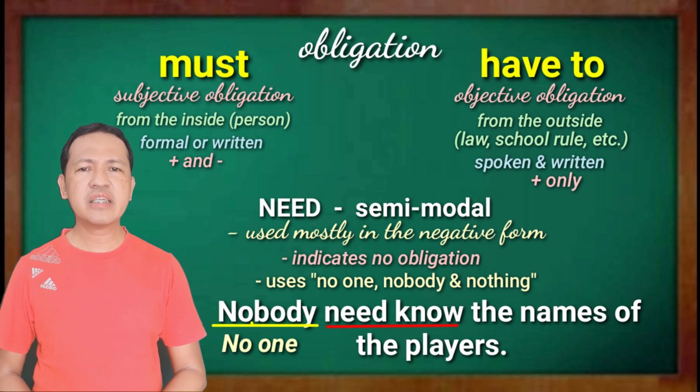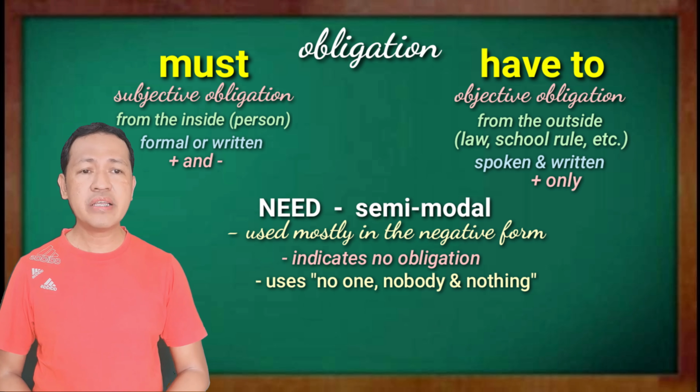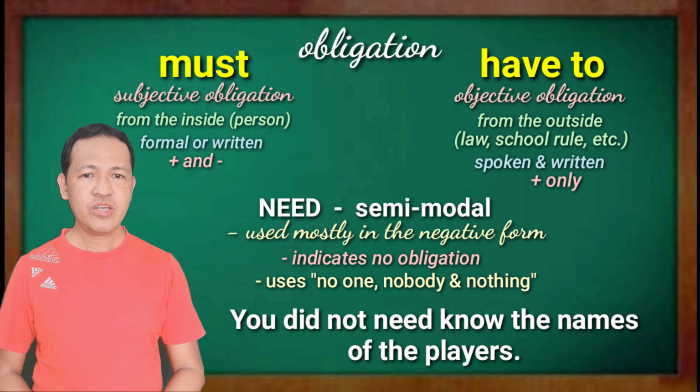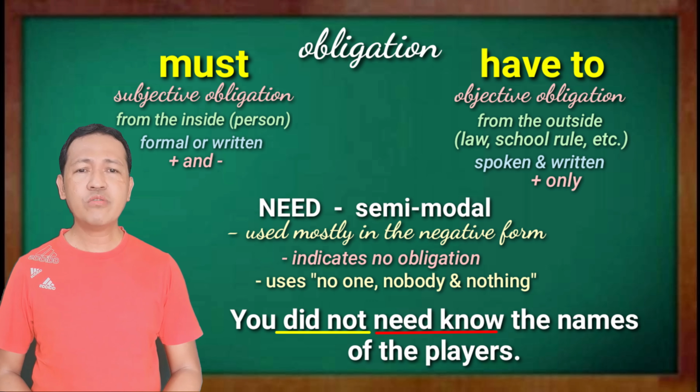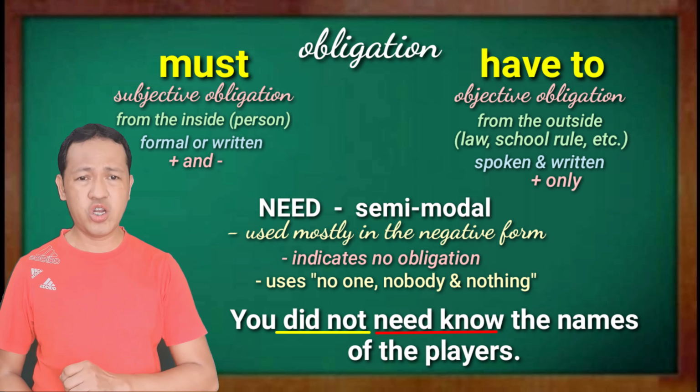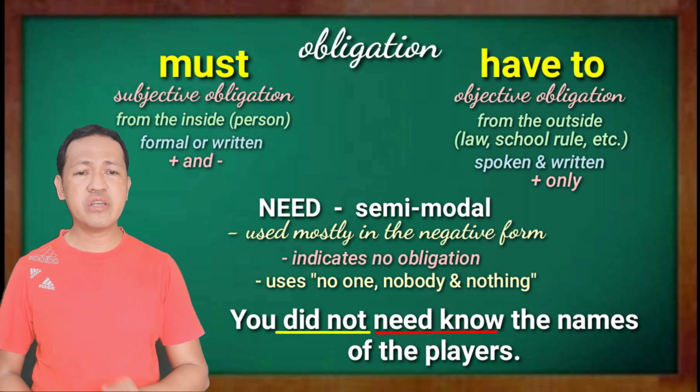It's kind of confusing because the semi-modal need has no past simple form. When using the semi-modal to mean no obligation in the past, we place did not or didn't before the semi-modal need. You did not need know the names of the players, or you can have the contracted form, you didn't need know the names of the players. Take note that the semi-modal need, like the simple modal can, is not inflected. Its form does not change. A suffix s isn't attached to it, even if the subject is singular. In other words, it doesn't behave like an ordinary verb. Need is a semi-modal because it can act both as modal and a main verb.